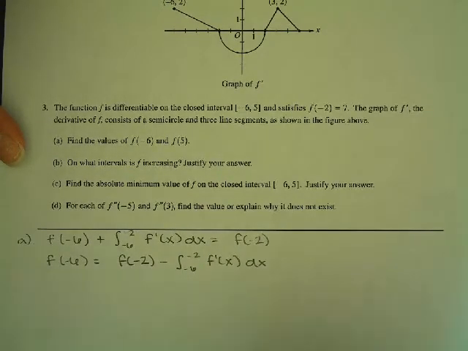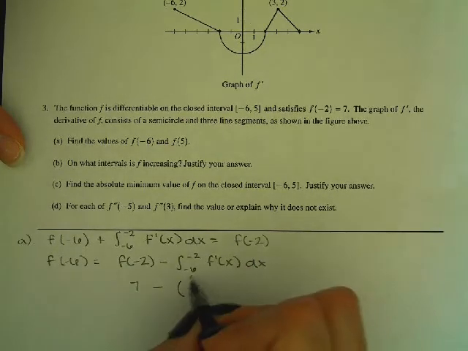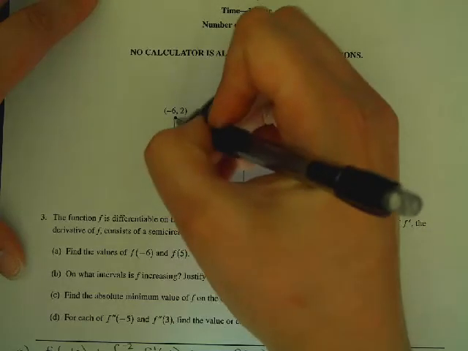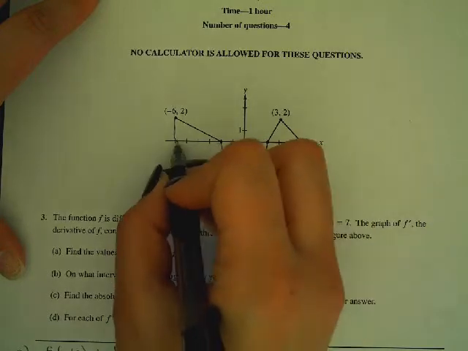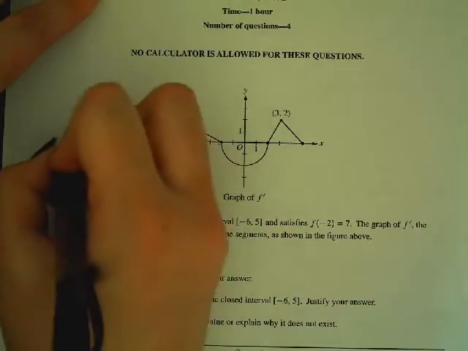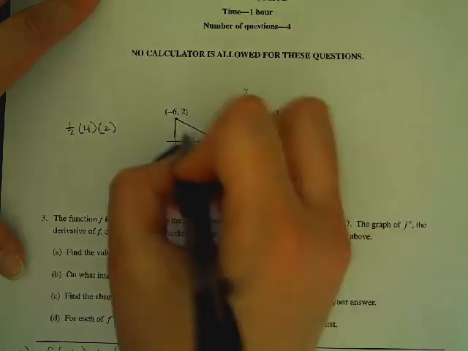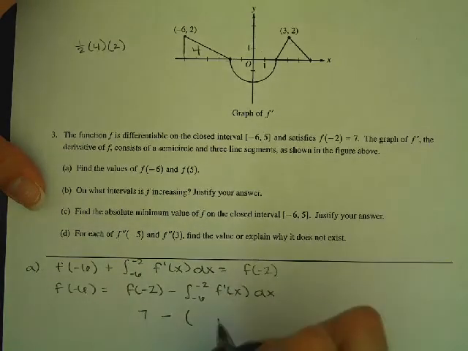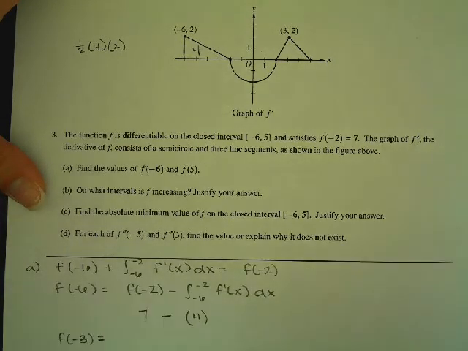All right, so f of -2 is 7. So we have 7 minus whatever the area is from -6 to -2. The area from -6 to -2 is 1/2 times a base of 4 multiplied by a height of 2. So 1/2 times 4 times 2 is 4. Okay, so we're going to say 7 minus 4.